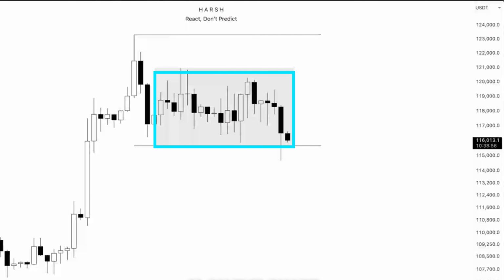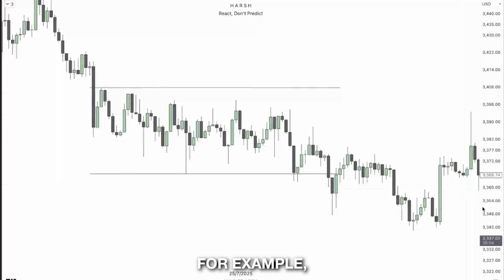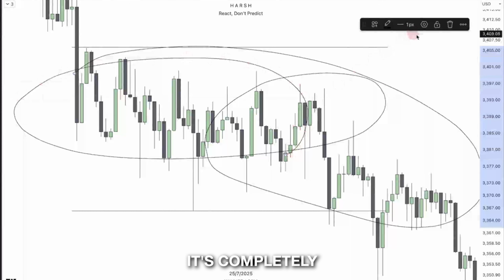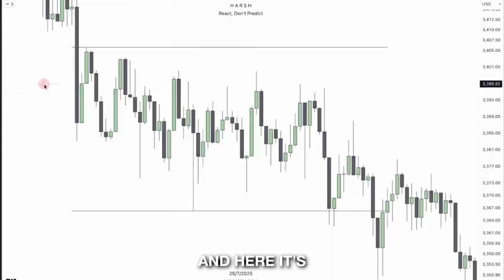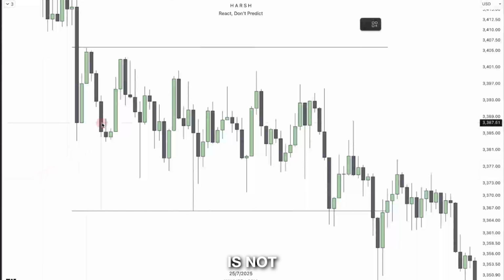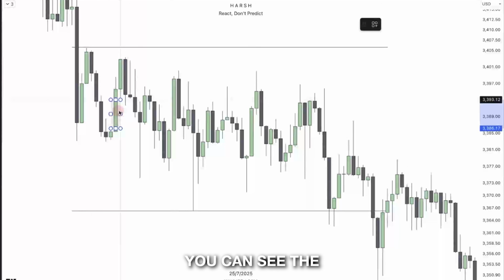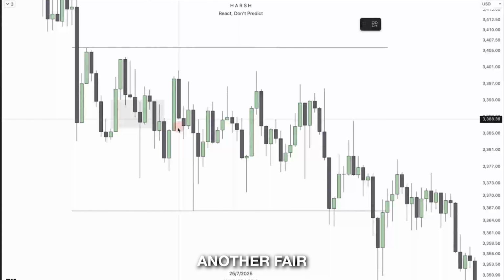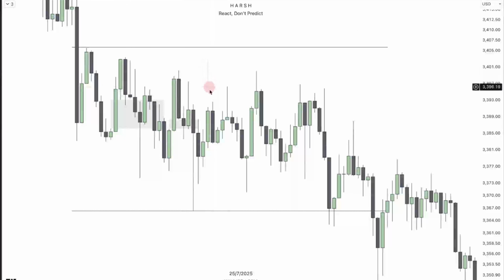Another example you can see is on the XAU chart right here. If you look at this whole move, it's completely choppy. And it's not just the formation of fair value gaps, you can also see the market is not respecting them. You can see a fair value gap form, it didn't respect it, it just ran back lower, and again it created another fair value gap. The market did a small respect, but of course it didn't do its job, and again you can see another fair value gap forming, and the market is totally not respecting it.